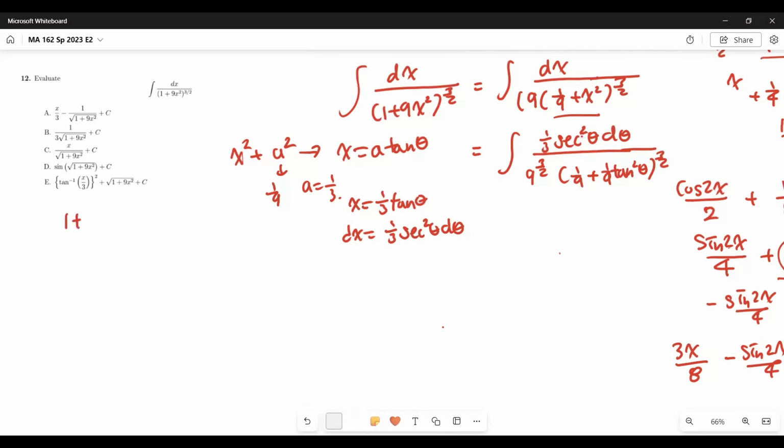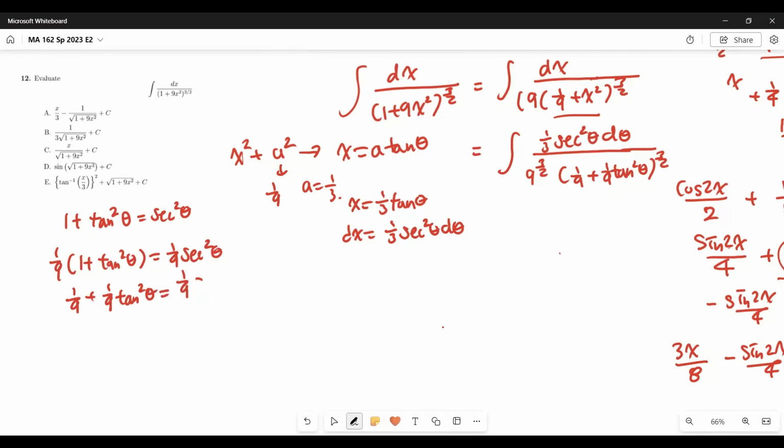So 1 plus tangent squared theta is equal to secant squared theta, multiplied by 1 over 9. So 1 over 9 plus 1 over 9 tangent squared theta is equal to 1 over 9 secant squared theta. So this part is just 1 over 9 secant squared theta. Okay, let's write it: 1 over 3 secant squared theta over (1 over 9 secant squared theta) to the 3 over 2 power. Cool, we have that.